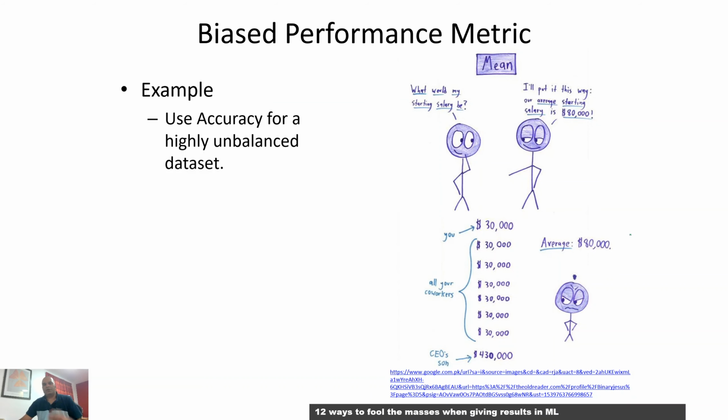Okay, so let's say you walk into a company for an interview, and you are selected and you want to do some salary negotiation, and you ask the question, what would my starting salary be? And the answer comes out to be, I'll put it this way, our average starting salary is about $80,000. Now, that is a correct statement. There's nothing wrong with it. But if you look a bit deeper, the reason the average is 80,000 is because the CEO's son gets 430,000, and then all other coworkers, including yourself, are going to get 30,000.